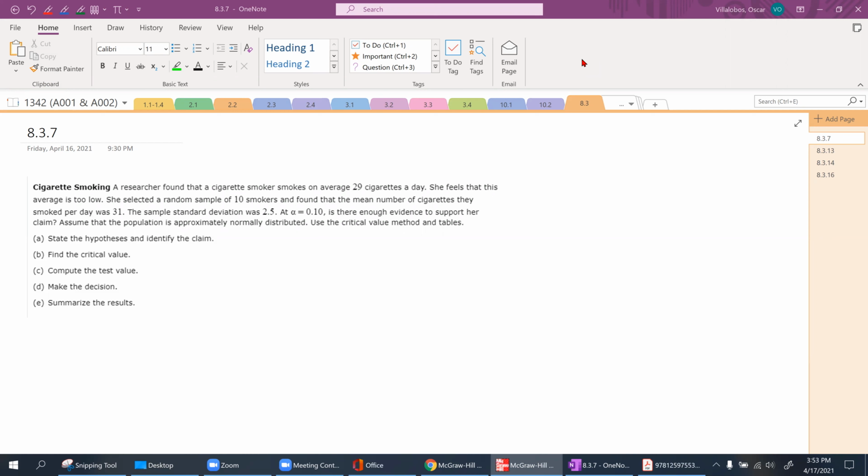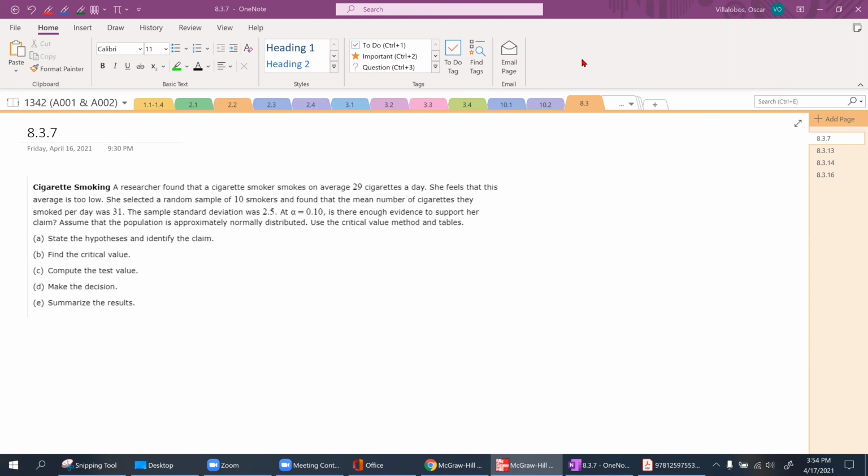One question that was being asked is, how can I differentiate section 8.2 and section 8.3? Specifically, for section 8.3, you'll notice that the population standard deviation is not given to you. So when you notice that it is not given to you, you would apply the t-test, which is what we're about to do today.